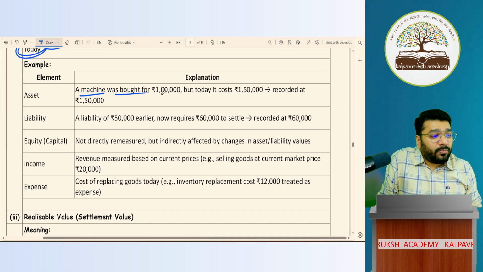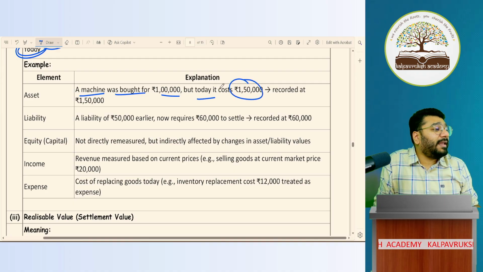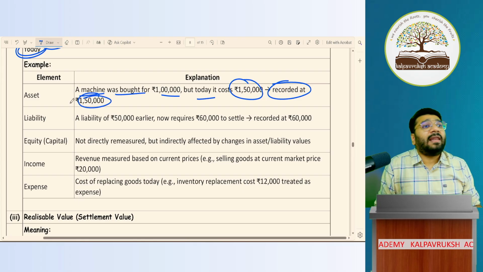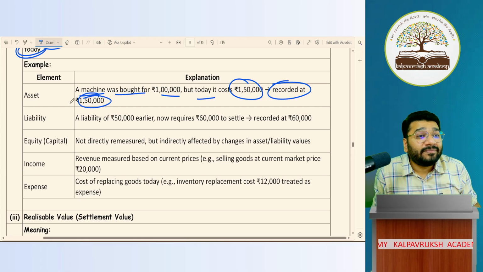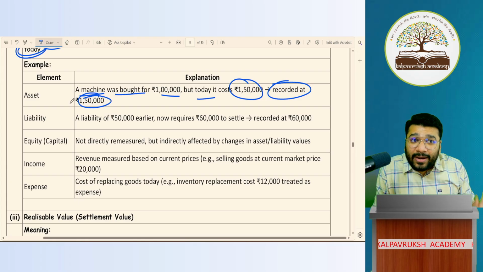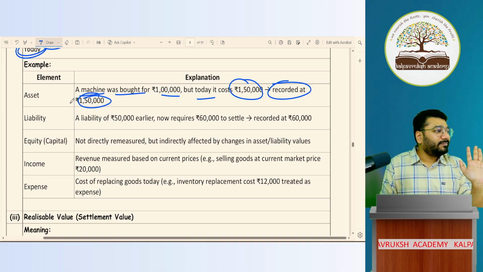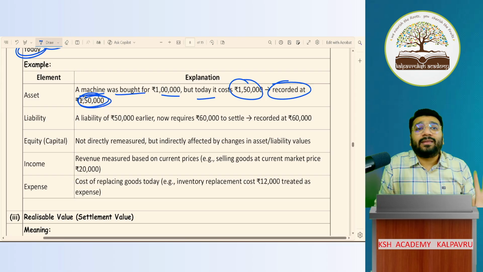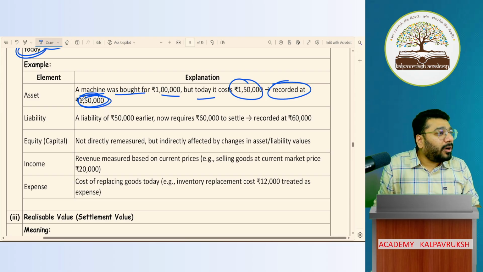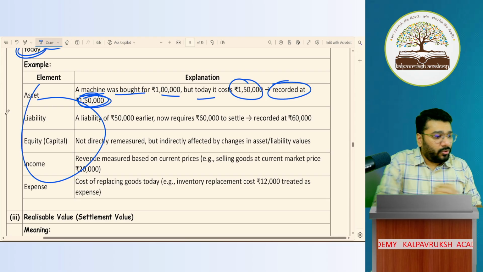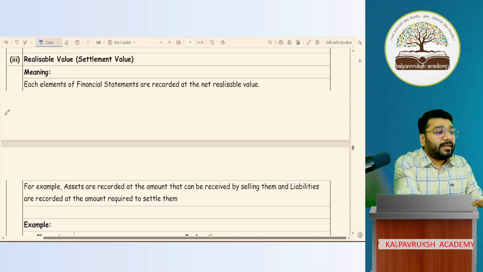A machine was bought at 1 lakh, but today the cost of it is 1.5 lakh. You are recording it at 1.5 lakh. Then what method are you following? Current cost method. But is this allowed as per AS 10? No. But if you record it, then what method is it? Current cost method. Clear or not clear? Do I need to review this? No. I'm done. Next, realizable value method.